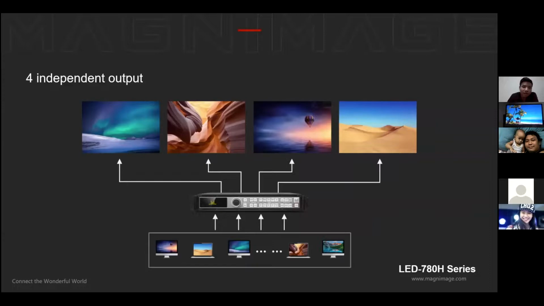And here is another function of 780. We have 4 outputs, and each output can be independent, 4 layers. I mean, 4 independent outputs. And also you can select different signals, layer 1, 2, 3, 4.